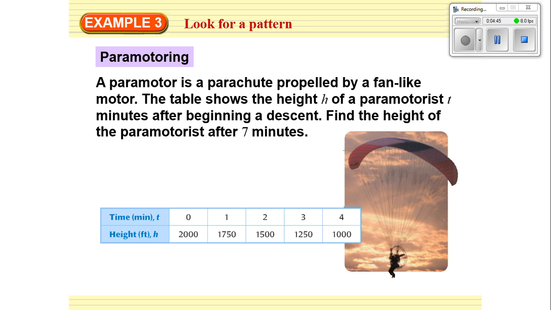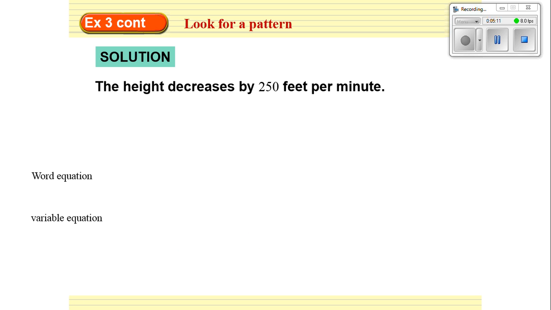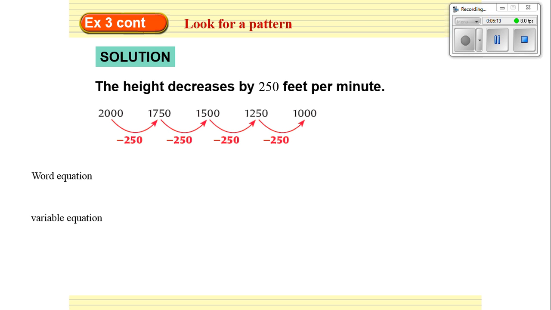So you can see before the paramotorist has even started, he had an initial height of 2,000. And so he was descending or decreasing in height after each minute. And if we look at that pattern and take it out of the table, you can see that he is actually decreasing at 250 feet per minute. And you can see that by looking at the numbers 2000, 1750, 1500, etc.